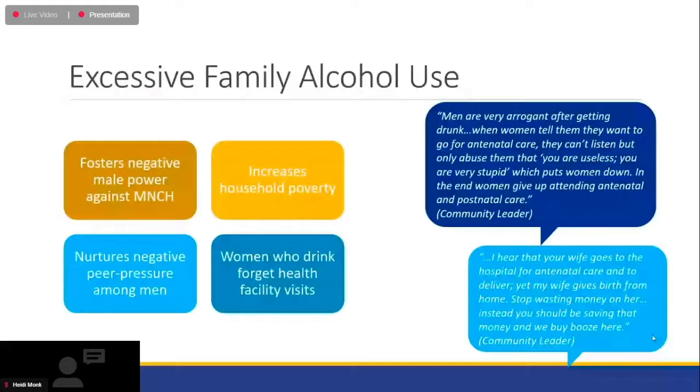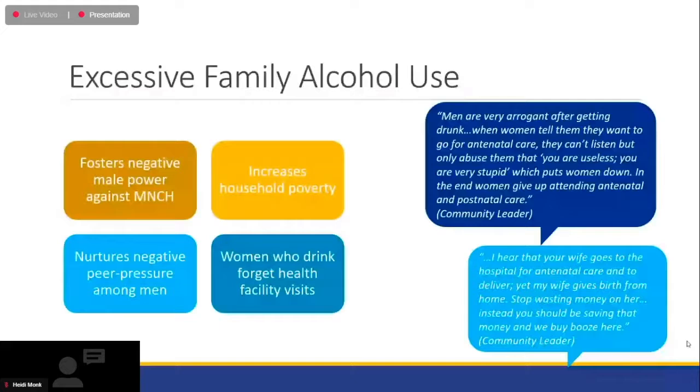So excessive family alcohol use was a significant category and generated a lot of discussion during the field data collection. So we wanted to see how excessive alcohol use in a family actually leads to vulnerability of women. We found that excessive alcohol use by men fosters negative male power against MNCH, and that it nurtures negative peer pressure among men.